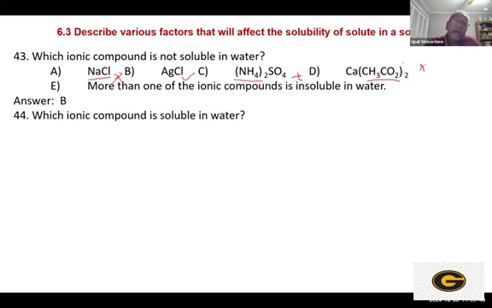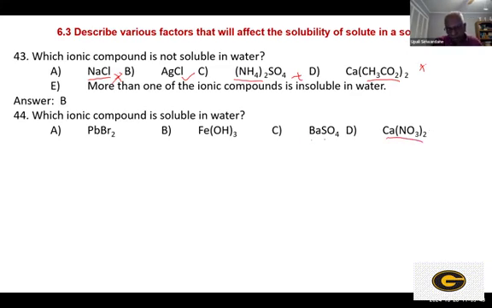Which of the ionic compounds are soluble in water? This is the correct one. Nitrates are soluble. Barium sulfate is one of the sulfates. According to our solubility rules, iron hydroxides are insoluble. This is soluble. Nitrates are soluble, all nitrates. That's insoluble. Therefore, correct answer is D.